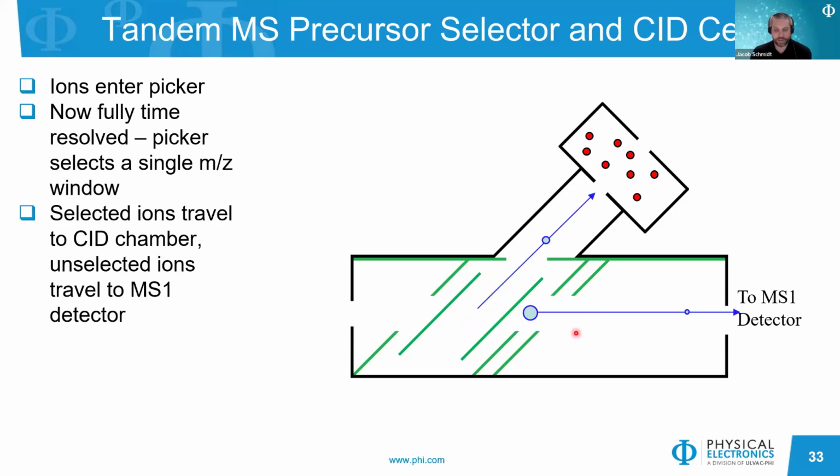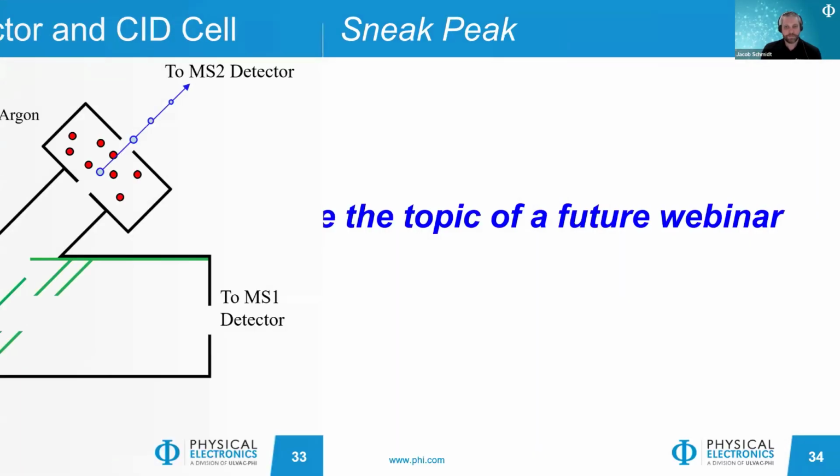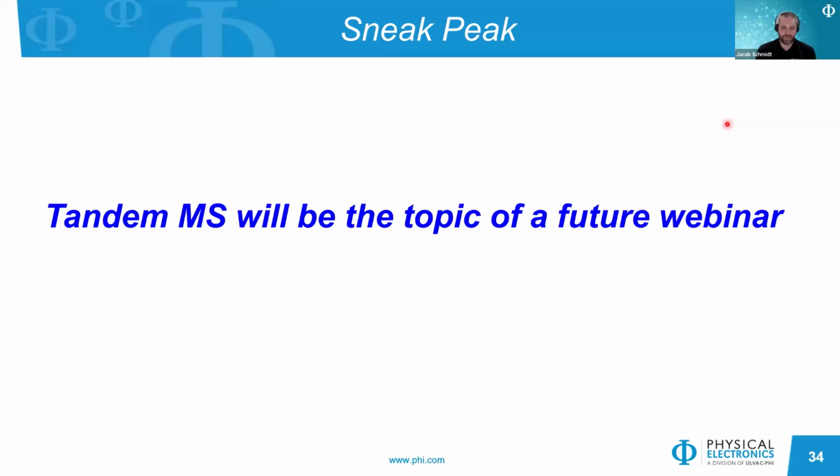And this way, we are able to conduct a lossless tandem MS experiment because none of the signal from the unselected ions is lost in this process. The ions selected for fragmentation will enter the fragmentation chamber, impact with argon atoms, and be fragmented into product ions. These product ions will then continue on through another time of flight tube in the MS2 detector to generate a tandem MS spectrum. This was another sneak peek of our tandem MS technology, which will also be the topic of a future webinar.